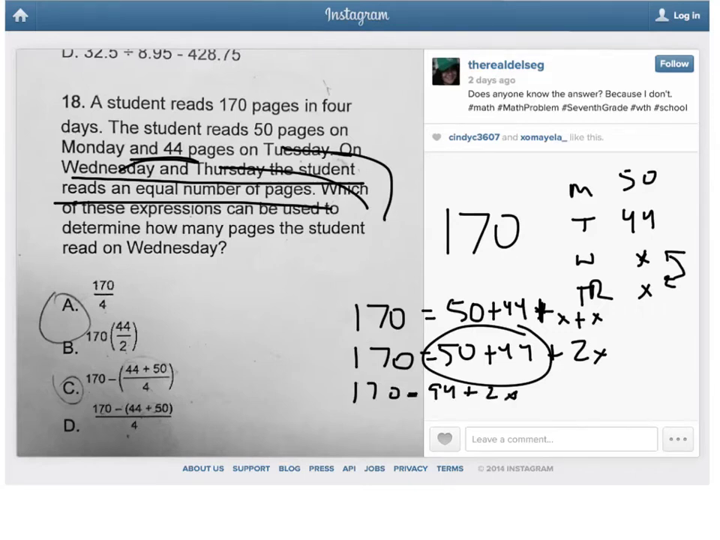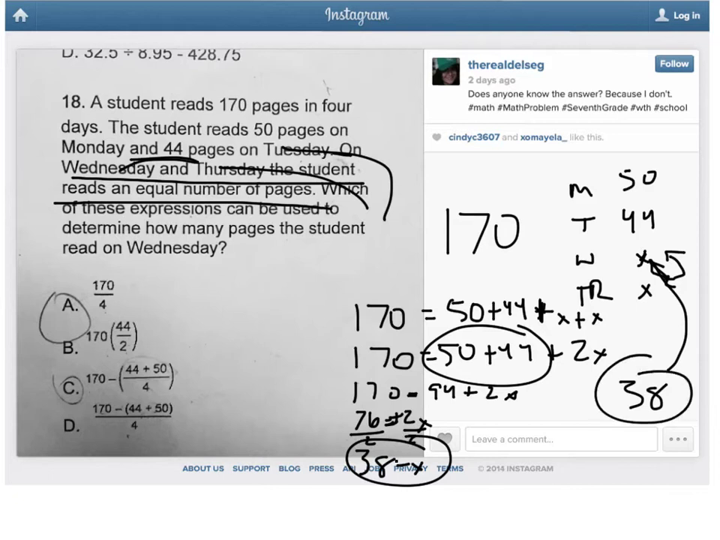And then we subtract 94 from both sides and get 76 over here. And then 76 equals 2x, and the opposite of multiply by 2 is divide, so we're left with 38. So 38 equals x, which is what we said Wednesday is, so 38 would give you your answer. That's how many there were. Now, they didn't want the answer. Now, did they, boss? Nope. They wanted the equation that fits that.